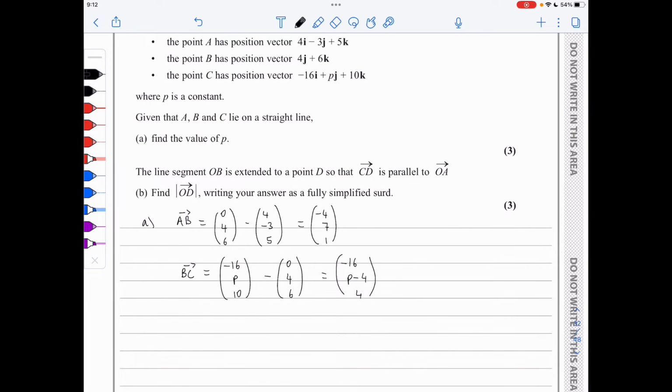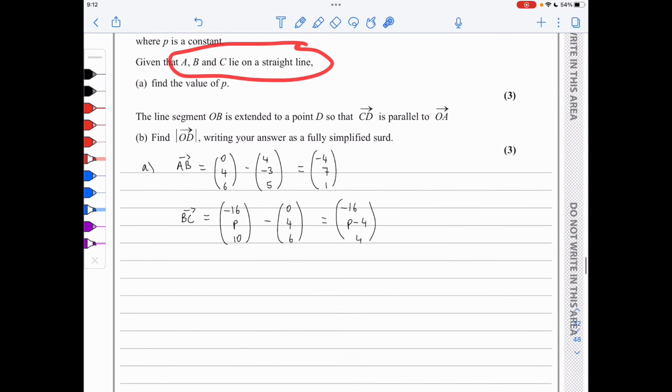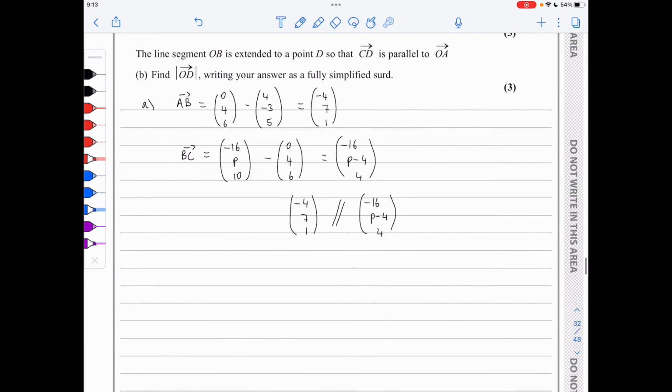Now we know that A, B, and C are 3 points on the same straight line, and this means that the vector AB and the vector BC should be parallel. So (-4, 7, 1) should be parallel to (-16, P - 4, 4). Therefore, we can take these two entries here and say that their ratio should be the same. So 7 over 1 is equal to (P - 4) over 4. I will cross multiply to get 28 is P - 4, and therefore P is 32.